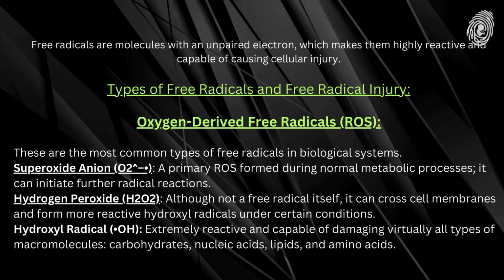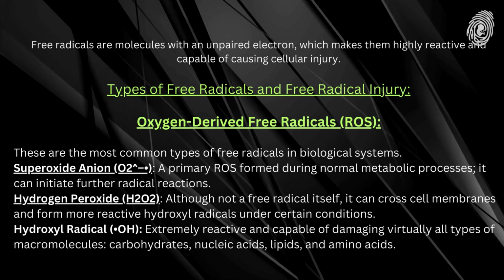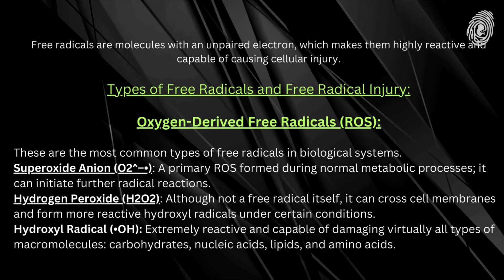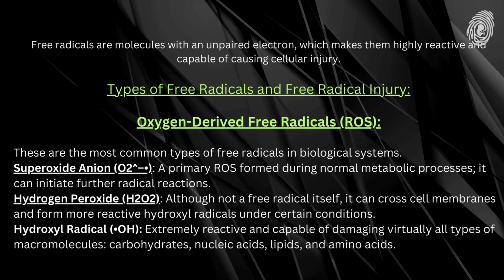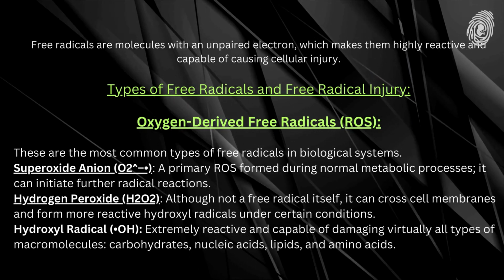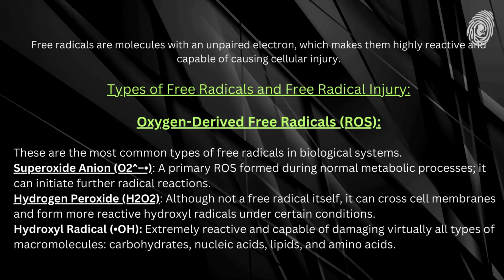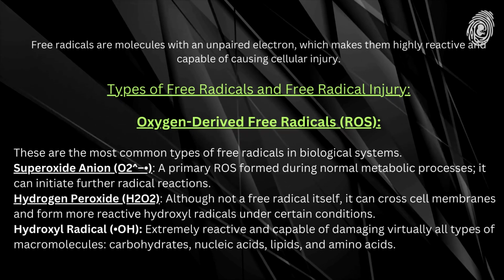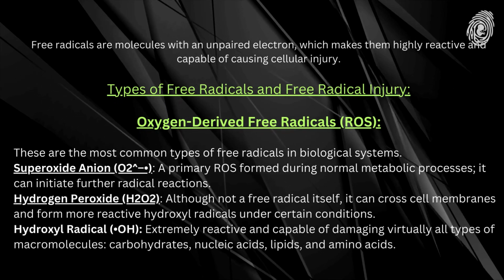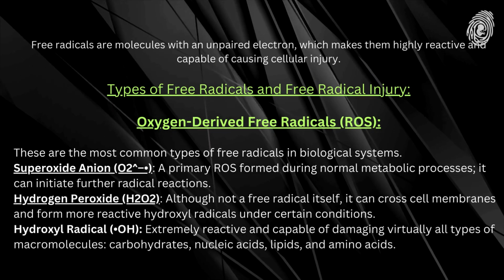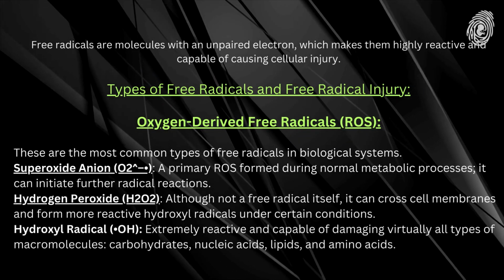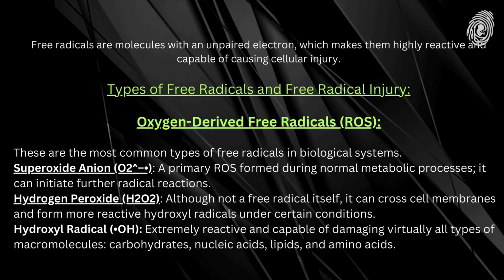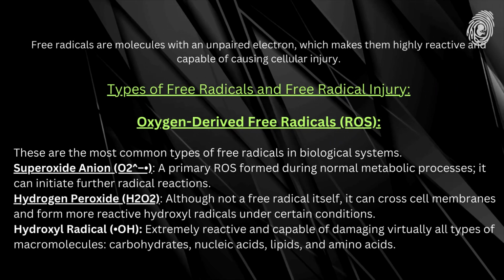Free radicals are molecules with an unpaired electron, which makes them highly reactive and capable of causing cellular injury. Types of free radicals and free radical injury. Oxygen-derived free radicals, ROS. These are the most common types of free radicals in biological systems. Superoxide anion: a primary ROS formed during normal metabolic processes, it can initiate further radical reactions.